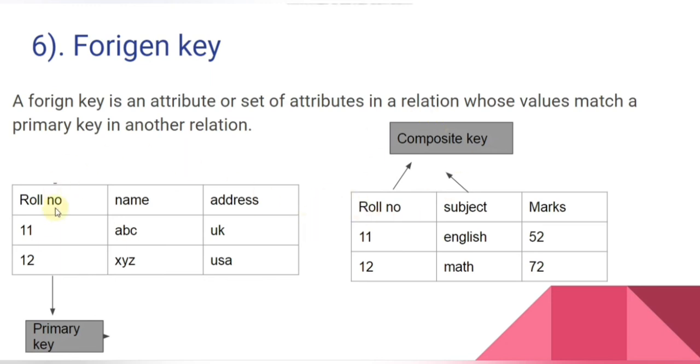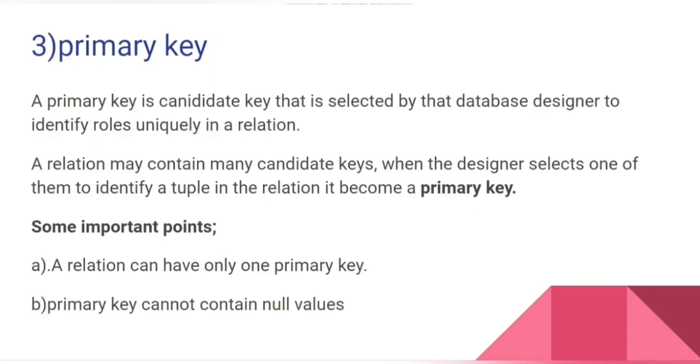In a foreign key, I have used the key more than one time. Like roll number is used here and roll number is used again here. So when I use a key in another relation, it becomes the foreign key. So it's all about the different types of keys. Let's repeat one by one.